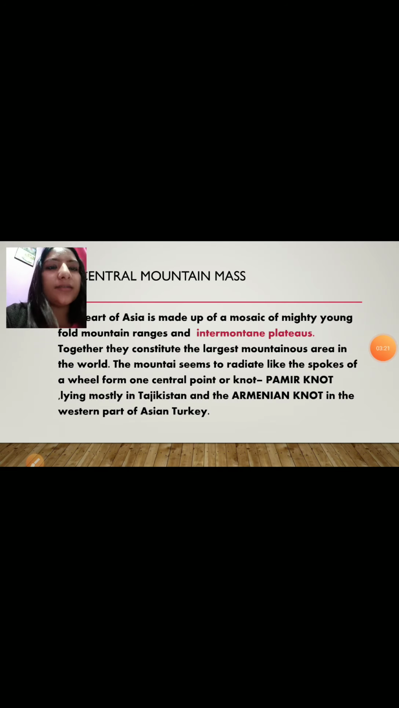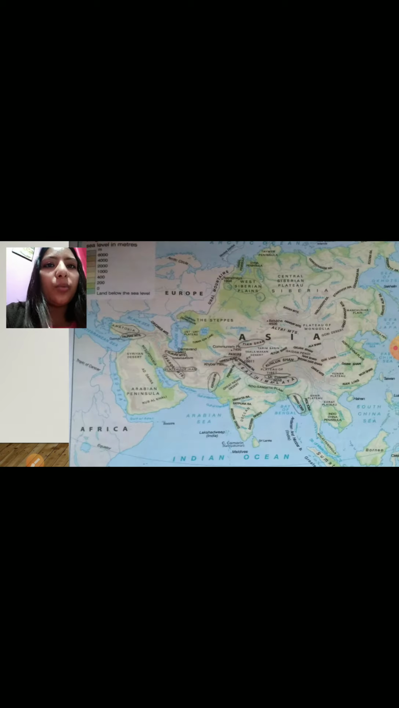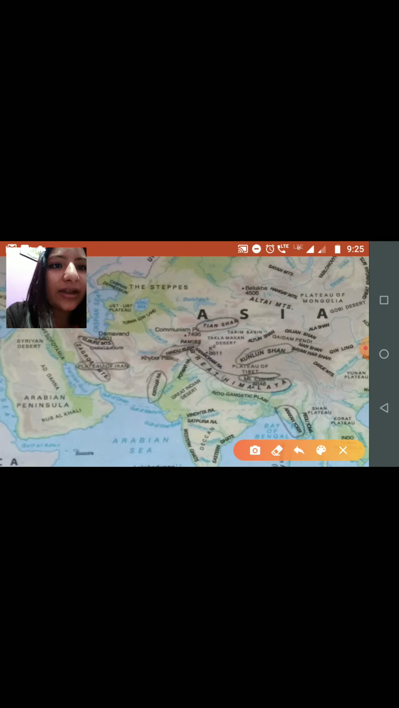Now we have next the central mountain mass. This also I will try to explain with the help of the map. You see here, the heart of Asia is made up of this mosaic of mountains and intermountain plateaus. Together they constitute the largest highland area of the world. The mountains seem to radiate from the Pamir Knot in different directions and form a spoke-like structure.